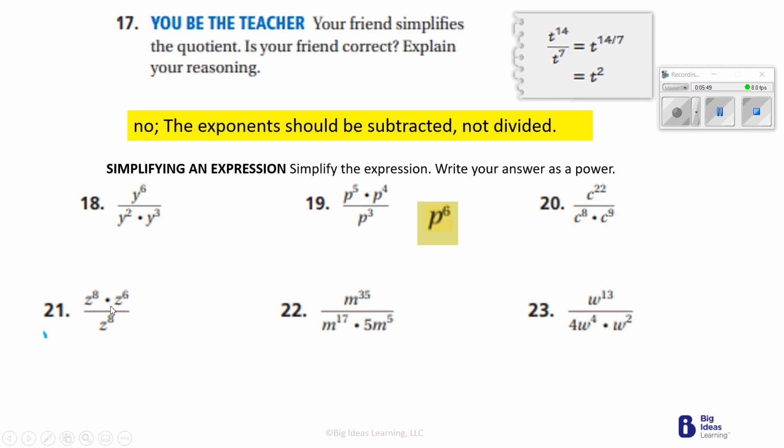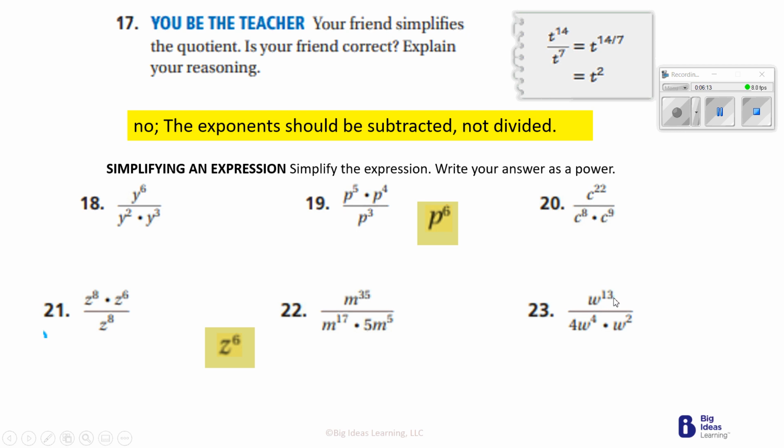Number 21, we have, again, the base is the same, so we can add these exponents when they're being multiplied. 8 plus 6 is actually 14. And then subtract 8, because we're dividing now. That's going to give us, well, z to the 6. We know this because anything over itself is 1, really, right? So this is going to be z to the 6th power.